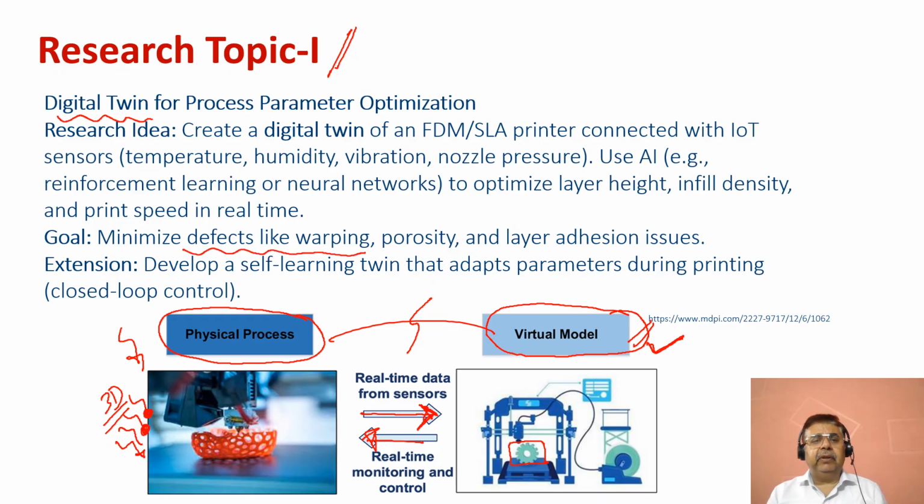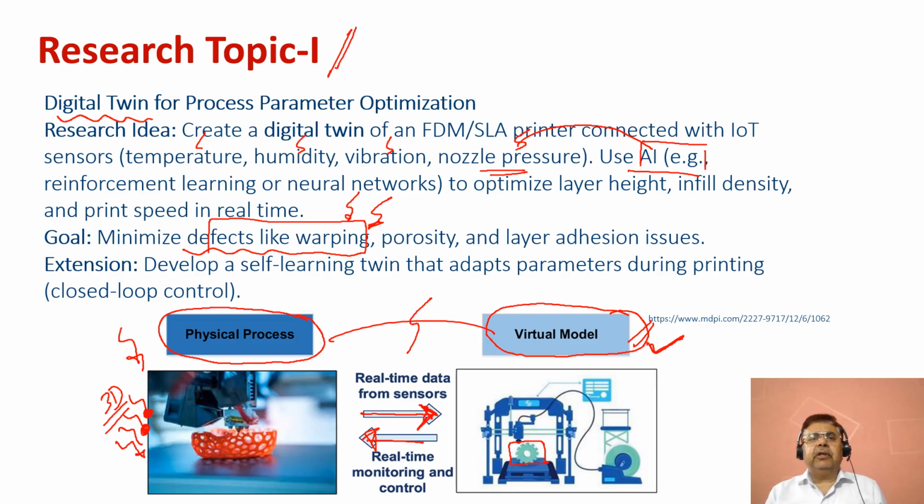So in real time, I can monitor the temperature, humidity, vibrations, and pressure at the nozzle, and I can link it with the AI so that I'm able to control the process in real time in order to avoid these defects. So that is the goal here in a digital twin. A digital twin is a replica of the real image in the digital domain, that means in my computer domain, and they are communicating with each other in real time.